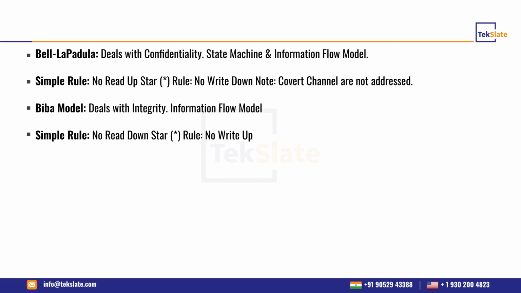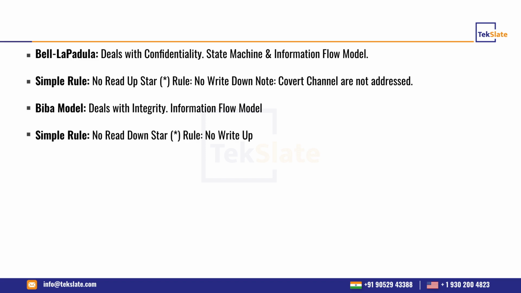So Bell-LaPadula is the confidentiality model, please remember, and Biba model is the integrity model. CIA: confidentiality, integrity, and availability. There are many models; this is an example. This model deals with confidentiality, and we focus more on confidentiality, that information should not be disclosed, or a user is not able to read a higher level or any other level which is not allowed. This is also called a state machine or information flow model.